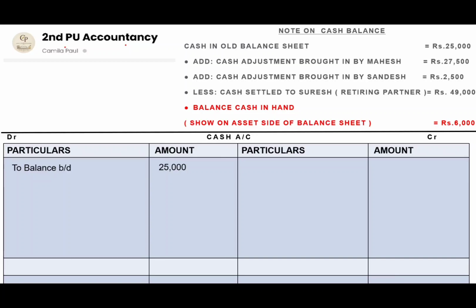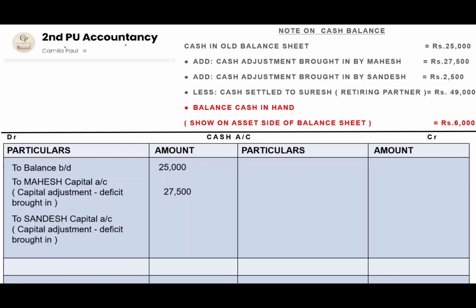As seen here in the adjustment, continuing partner Mahesh has to bring in cash towards his deficit. So that is cash coming in. We are going to write it on the debit side as to Mahesh capital account, capital adjustment, that is the deficit brought in by him. It is 27,500. In the same manner, the other partner, Sandesh, is also bringing in the capital adjustment of 2,500, which will appear on the debit side as to Sandesh capital account. The deficit amount brought by him is 2,500.